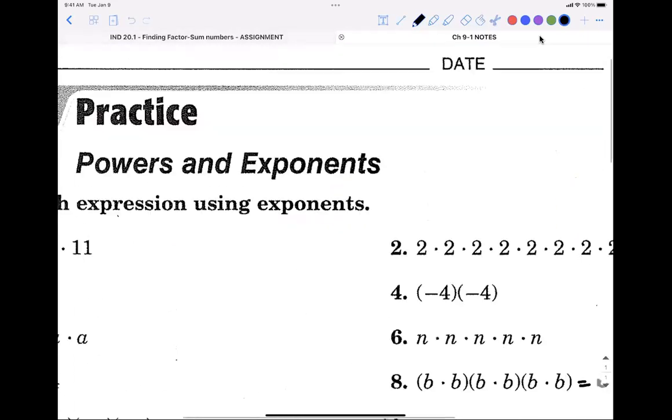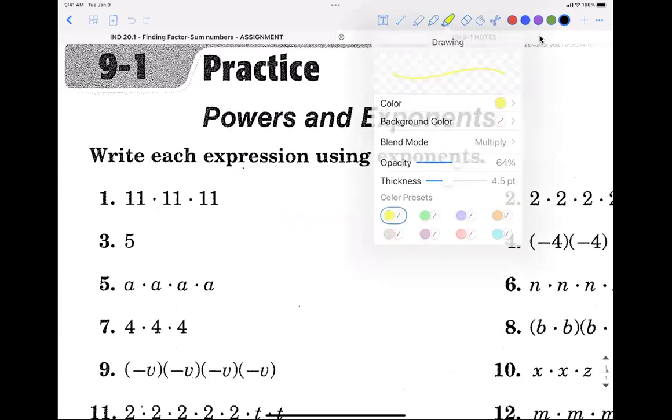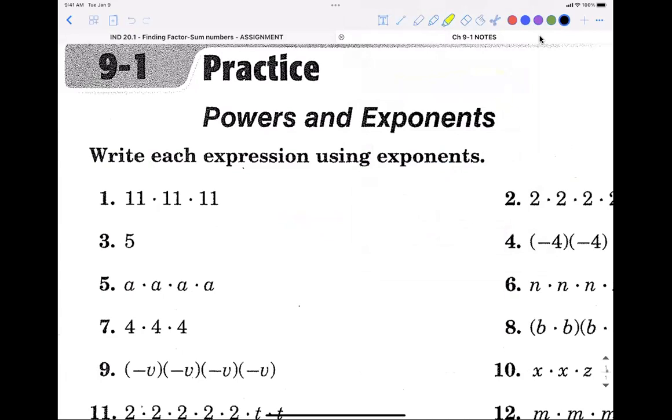All right, so the first half of your assignment is going to look just like this as far as instructions, and always read your instructions, okay? It's going to tell you what each section wants you to do. This first section is very, very simple. We are writing the expressions using exponents. That is it. We're not solving, evaluating. We're not figuring out what 11 to the third power is. We're not anything like that.